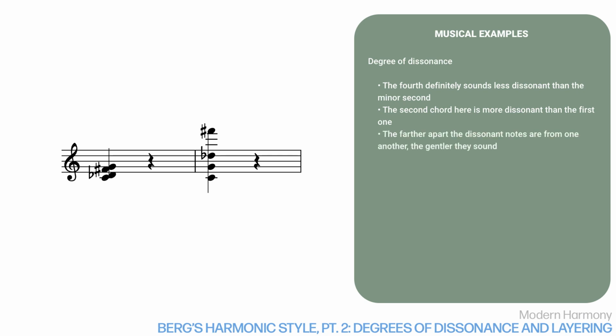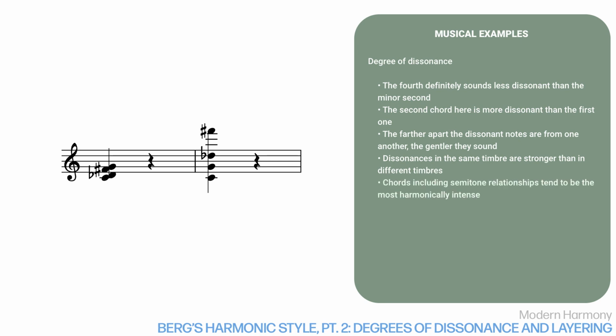Usually, the farther apart the dissonant notes are from one another, the gentler they sound. Similarly, dissonances in the same timbre are stronger than in different timbres. As a general rule, chords including semitone relationships tend to be the most harmonically intense. In fact, in a context with lots of chords with semitones, a fourth can sound quite consonant.